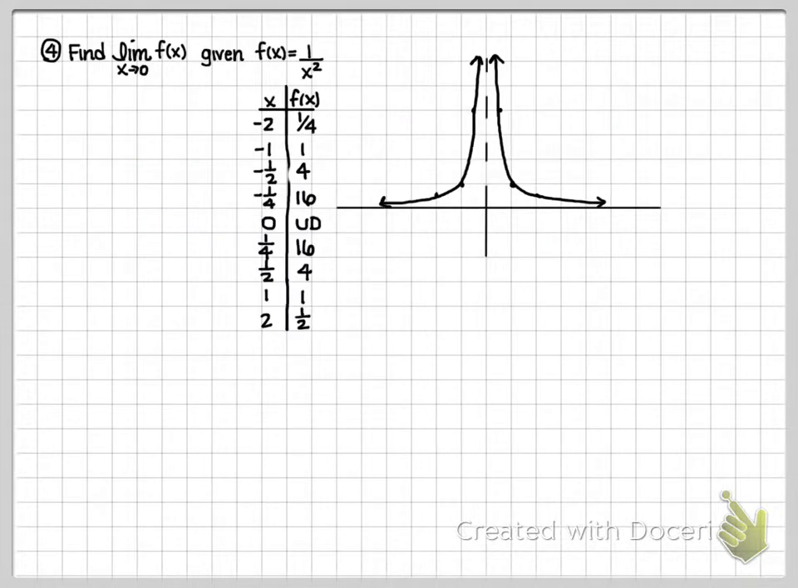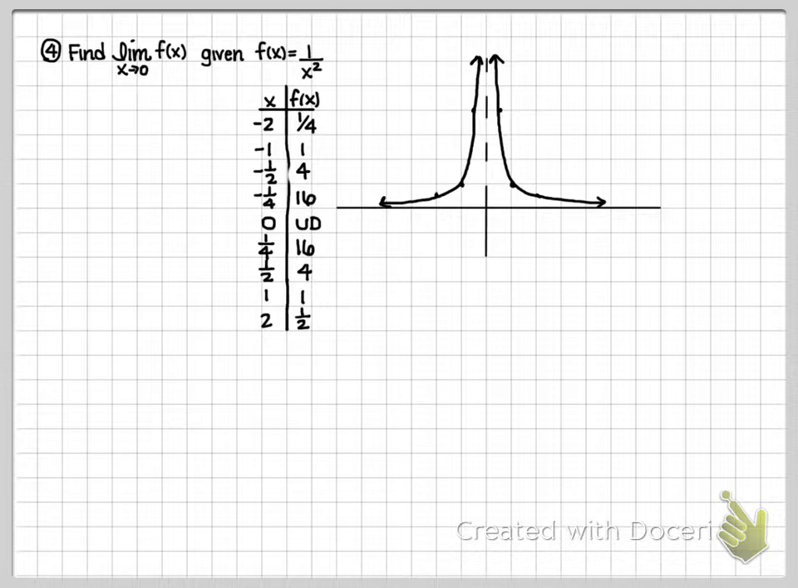Okay, so on to our final example for section 11.1. We want to find the limit as x approaches 0 of f of x, where the function is defined as 1 over x squared. So, since I wasn't positive what this was going to look like, I went ahead and made a table. Filled in the table, you notice that it's going to be undefined at 0.